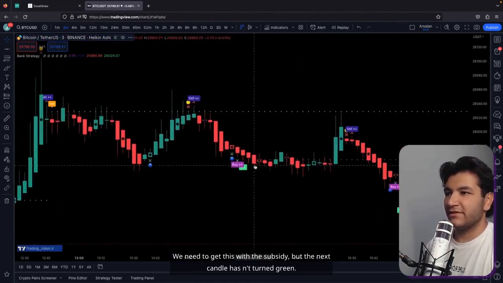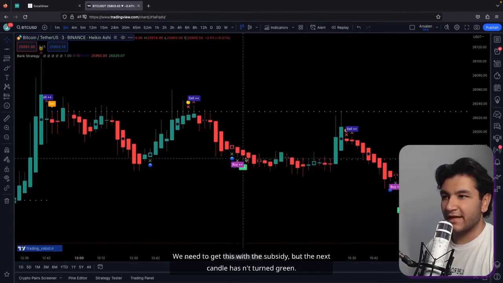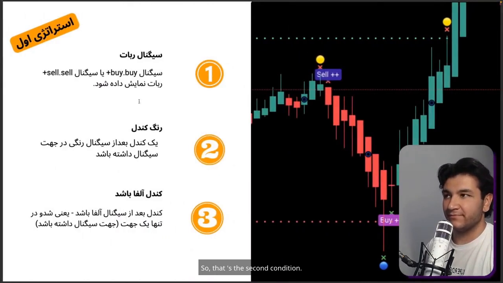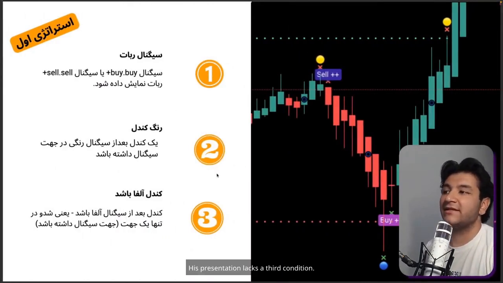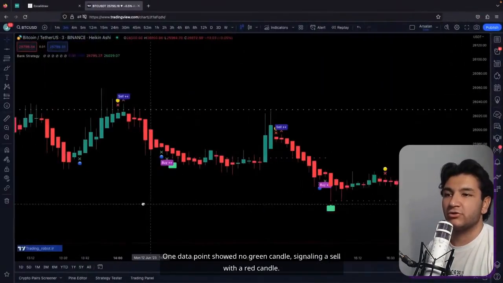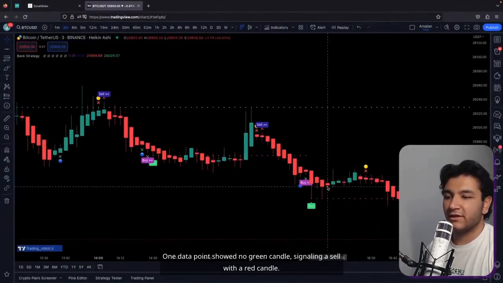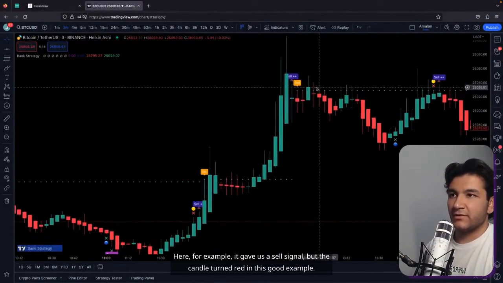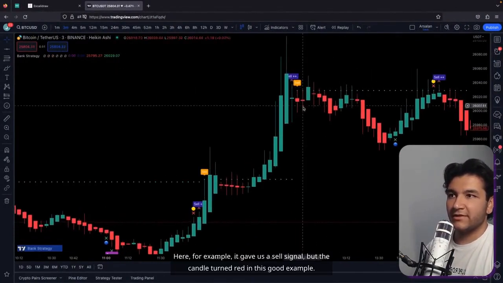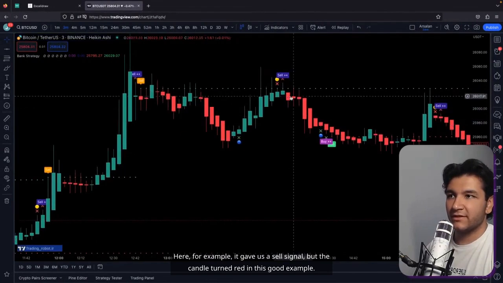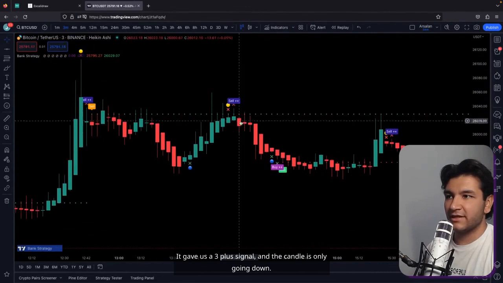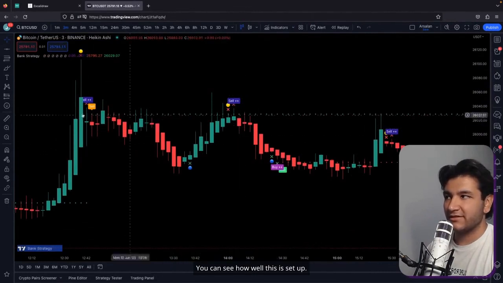We need to get this with the subsidy, but the next candle hasn't turned green. So, that's the second condition. His presentation lacks a third condition. One data point showed no green candle, signaling a sell with a red candle. Here, for example, it gave us a sell signal, but the candle turned red in this good example. It gave us a 3+ signal, and the candle is only going down. You can see how well this is set up.